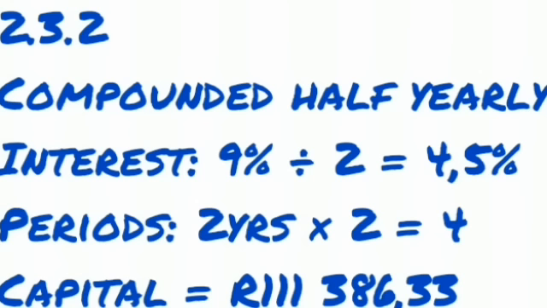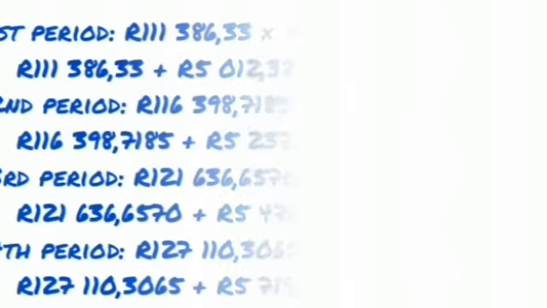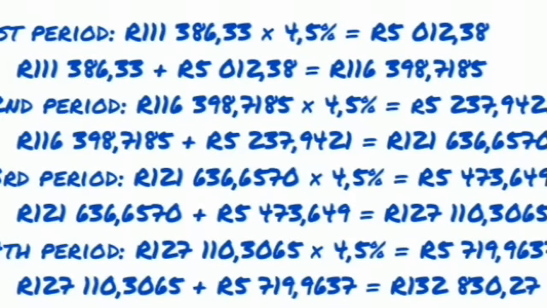And because it is again compounded half yearly, the 2 years period is going to be multiplied by 2, and it's going to give us 4 periods. What we are investing is the amount that we have just calculated in the previous question, which was 111,386 rands and 33 cents. So this is going to become our capital, meaning our principal starting point. So we are going to have 4 periods.